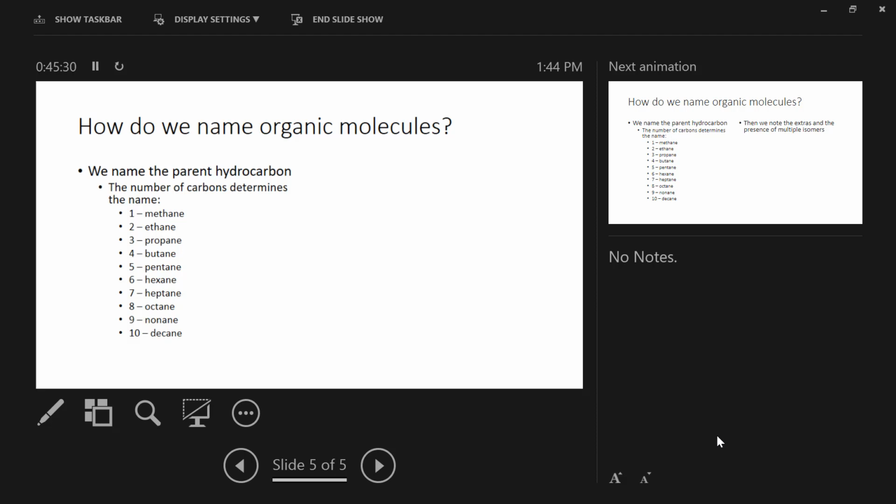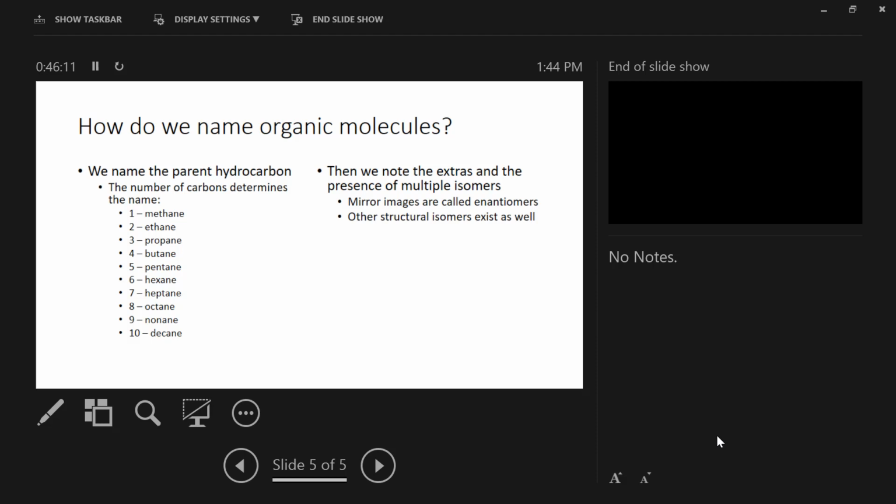All right? So that's the first thing we do. First we name the parent hydrocarbon, then we note any extras, like any functional groups that are added on, or if there are possible isomers, we'll name which specific isomer that we have. So sometimes we can produce two different versions of the same molecule that are mirror images of each other. We call those enantiomers. That is, one of them rotates to the right, one of them rotates to the left. And then sometimes we just have other structural isomers.